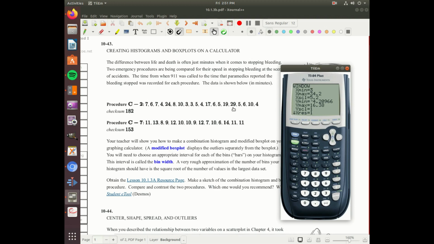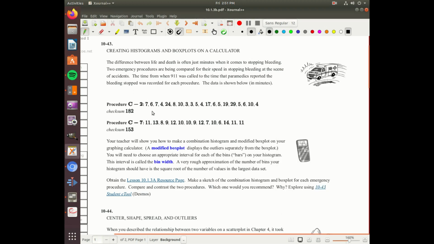So think about it. I want my smallest bin to be 0, and I want my biggest bin to be 30. And I'm going to have about 5 or 6 bins, so I could go by 6s, which would be a little bit weird, but I could do that, right? I get 1, 2, 3, 4, 5 bins.